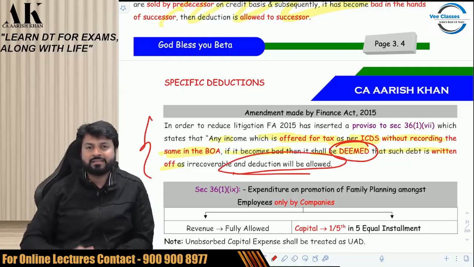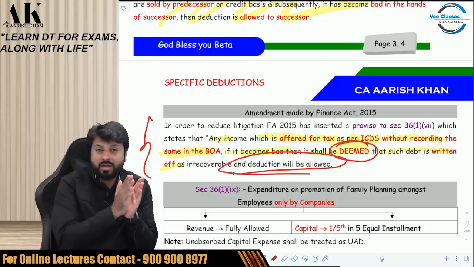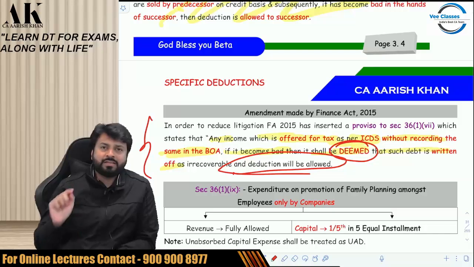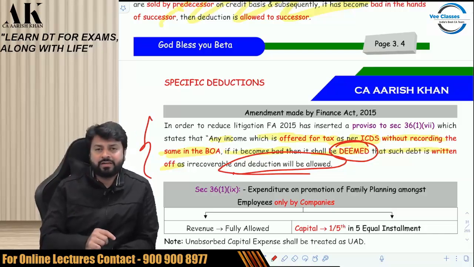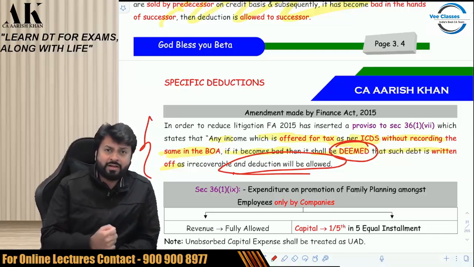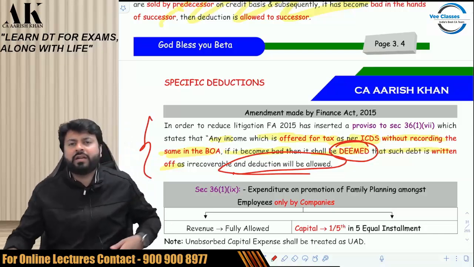So the ICDS is now starting to go away from what the accounts say. The accounts say that you have to recognize only if there is reasonable certainty. Tax says that forget about reasonable certainty, for services at least. Record the transaction and pay tax. And once you pay the tax, if it becomes bad later on, you cannot go to accounts and ask for writing off. That is the reason they have put the word deemed over here.